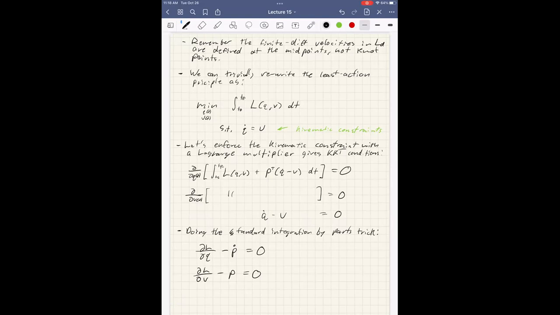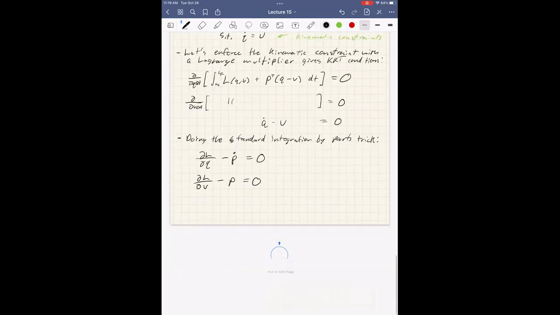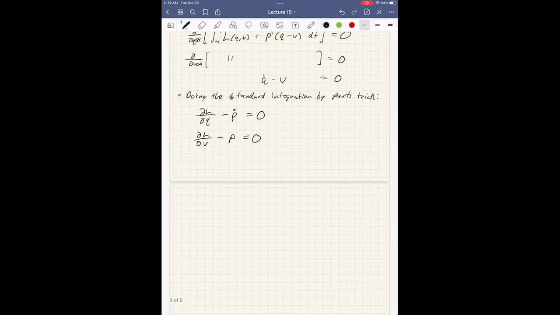Okay, so we get these conditions. So now here's sort of a fun one, and we also still have the Q dot equals V. So this is the full set of KKT conditions for this guy, right? So now let's plug in L equals sort of the standard, say 1/2 MV squared minus U. So what happens to the first one?